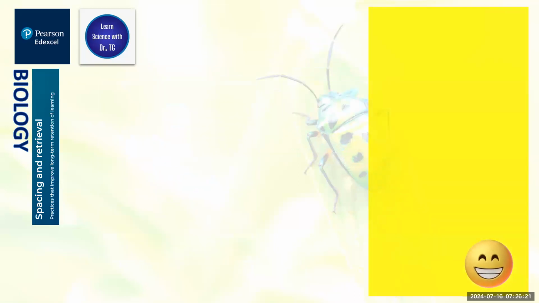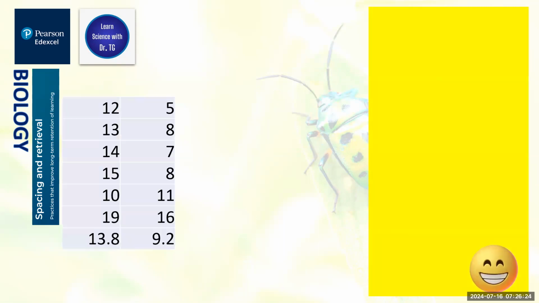Right. Now, let's take this example. I have data that represents two groups. The first group is the control group, and the second one is the experiment group. For the control group, I have values 12, 13, 14, 15, 10, and 19. The mean value is you add all these values and divide by 1, 2, 3, 4, 5, 6. You get 13.8. The experiment group has 5, 8, 7, 8, 11, and 16. Again, you get the mean value.